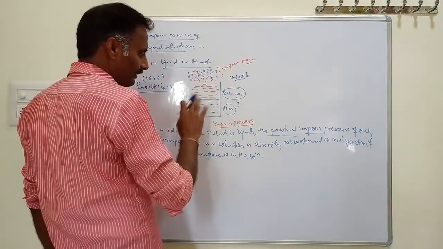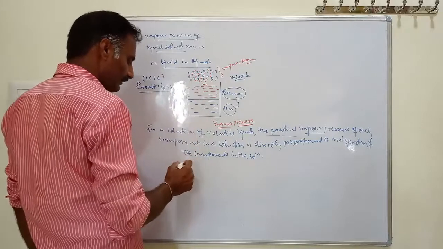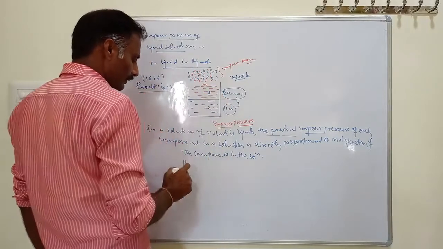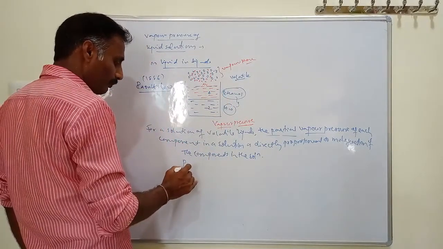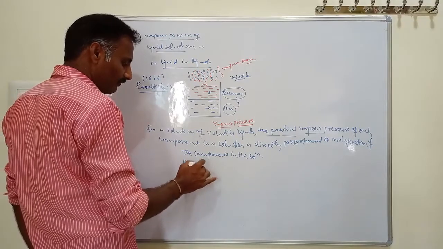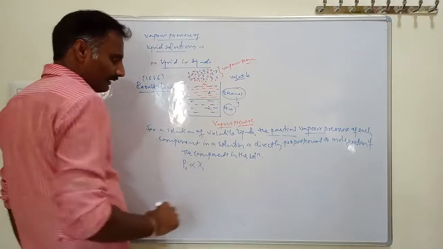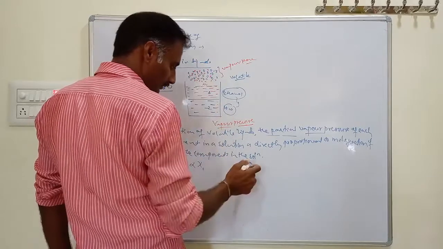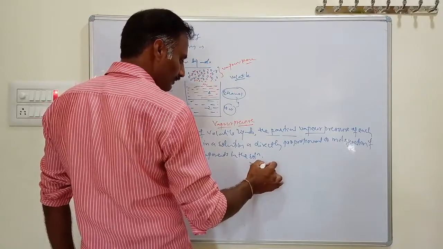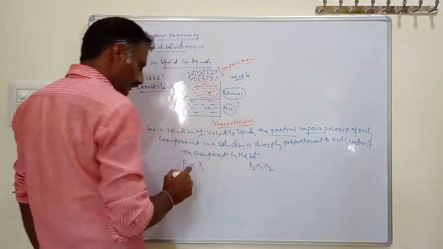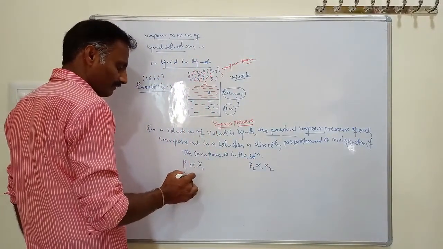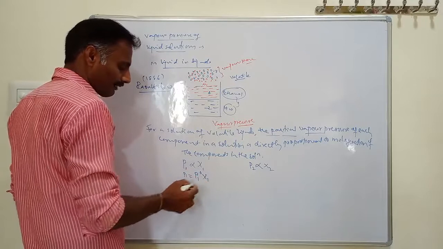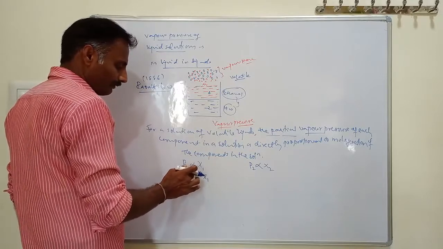According to this, Raoult's law can be written in mathematical form. If this is component 1 and this is component 2, then the partial pressure of component 1, P1, is directly proportional to the mole fraction of component 1. Similarly, for component 2, the partial pressure P2 is directly proportional to the mole fraction of component 2. Then by removing the proportionality, we add a new constant: P1 equals P1 naught times X1.